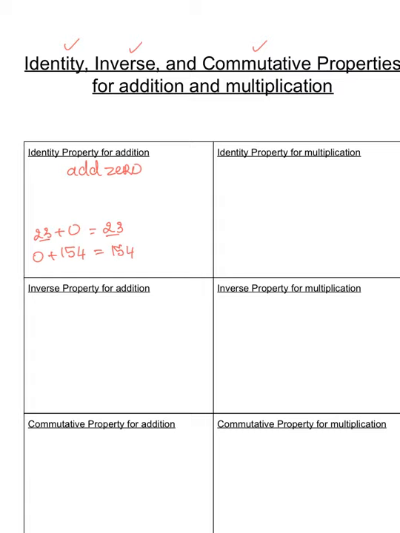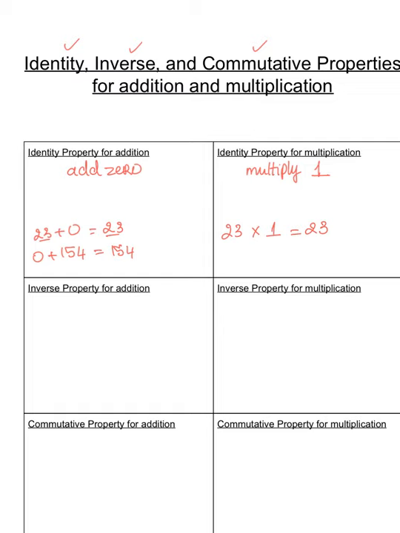Number 2, we have identity property for multiplication. So when you multiply with 1 to any number, the product is always that number. Okay, let me give you one example. If I have number 23, I multiply with 1, the answer is still the same, 23.